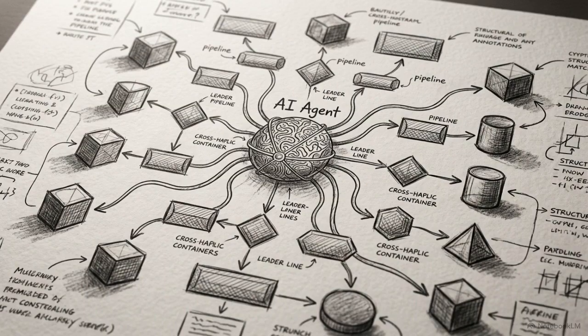AI models are autonomously building the complex infrastructure pipelines required to feed structured data to other AI systems.